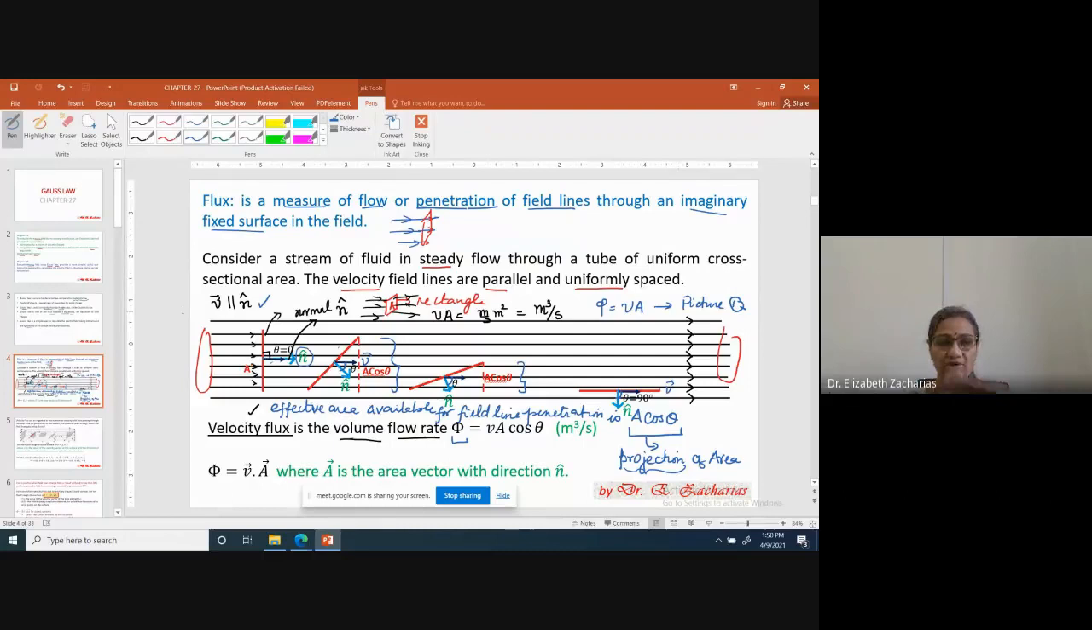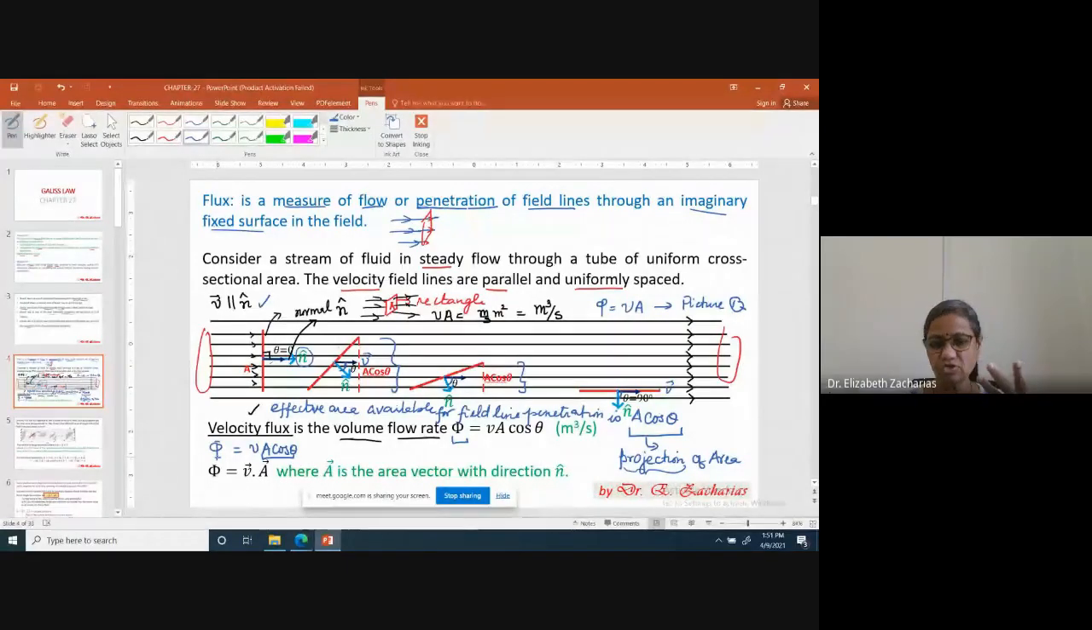Okay, so now we will combine all these ideas and say that volume flow rate is not just the product of V and A. Flux or volume flow rate is equal to V into the projection of the area, or VA cos theta. VA cos theta.